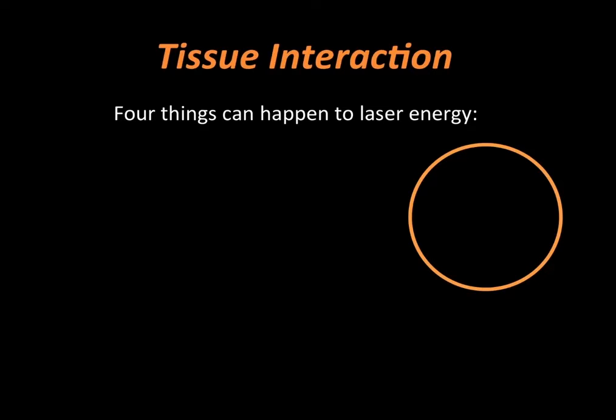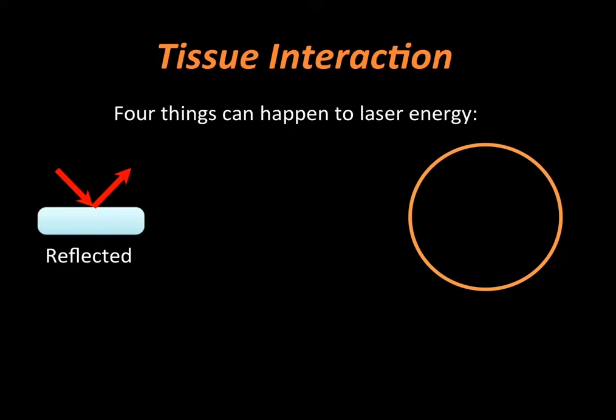Four things can happen to laser energy. It can be reflected. The reflected energy can be harmful to the eyes, and this is why we wear safety glasses. We can have transmitted energy, which could heat up under the tissue. We don't really want transmitted energy.